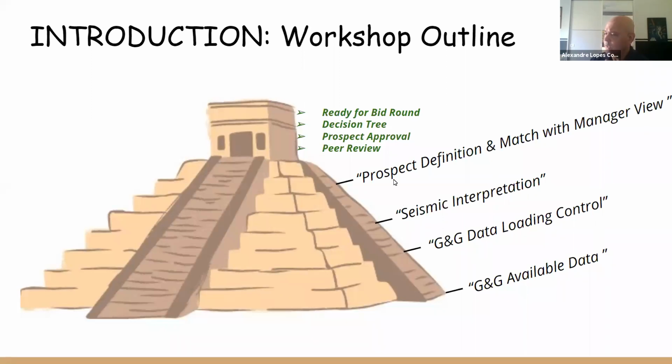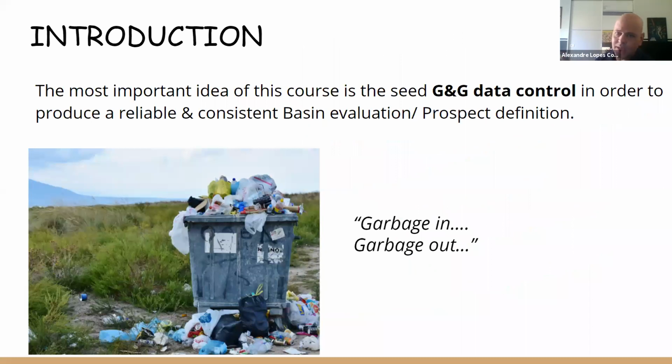So these are the main goals, but all the activities regarding the geologists and geophysicists, our job, is from the foundation to the prospect definition and match with the manager view. This is our concern here. After that come the following issues, but our workflow is exactly here, okay? We have to keep this in mind. As I was saying before, the most important thing is to control the G&G data, the geological and geophysical data that you have, in order to produce a reliable and consistent basin evaluation and prospect definition.